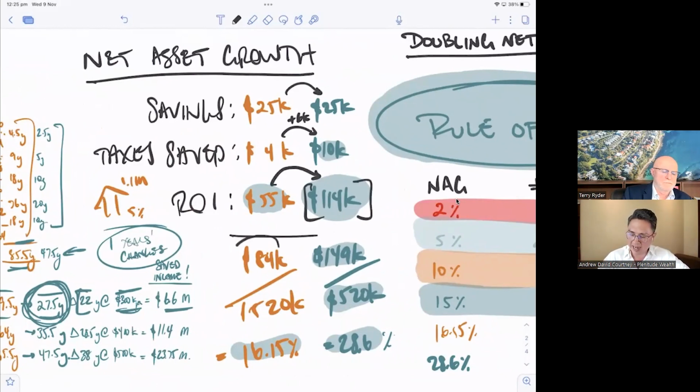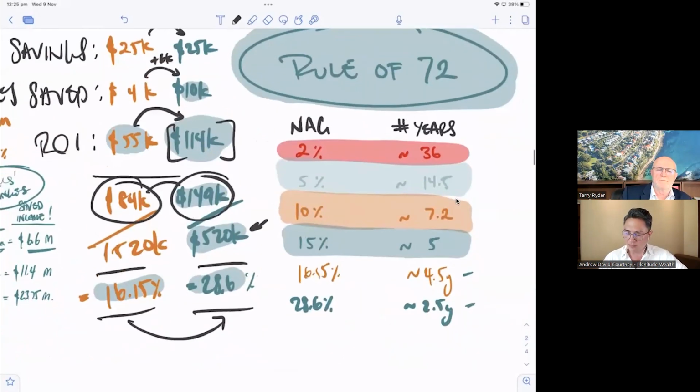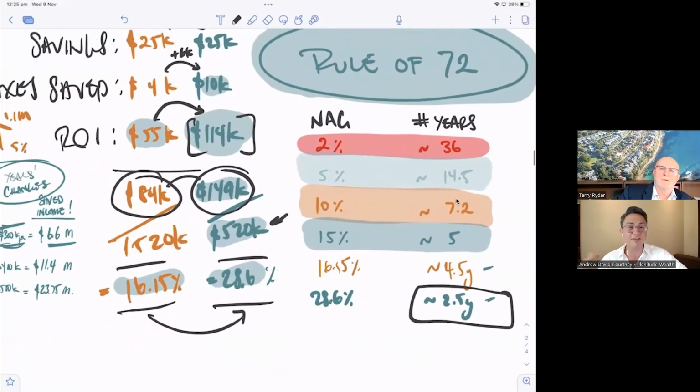Therefore, we're going from a net asset growth of 84K up to $149,000 per annum. We divide that by the net asset position, and now we're going from 16.15% to 28.6%. So what does that look like in the rule of 72? 72 divided by 28.6 is 2.5 years. Yes, thanks, Terry. 2.5 years.